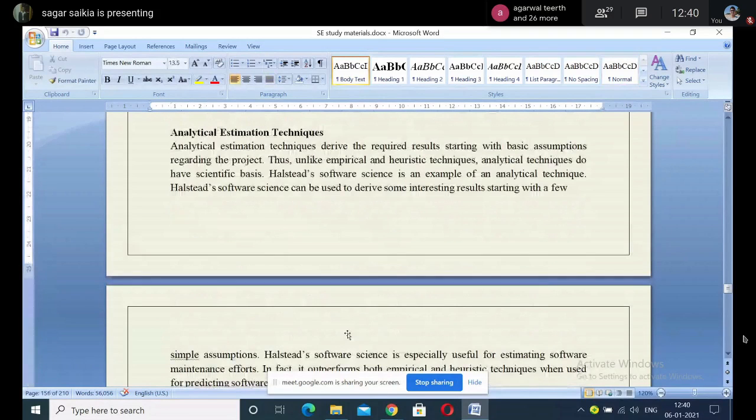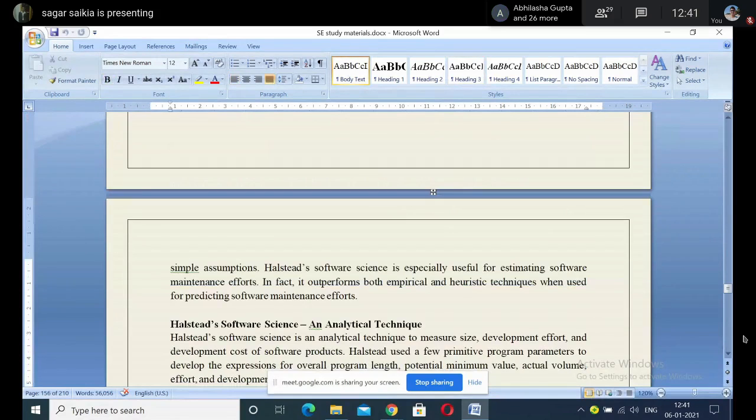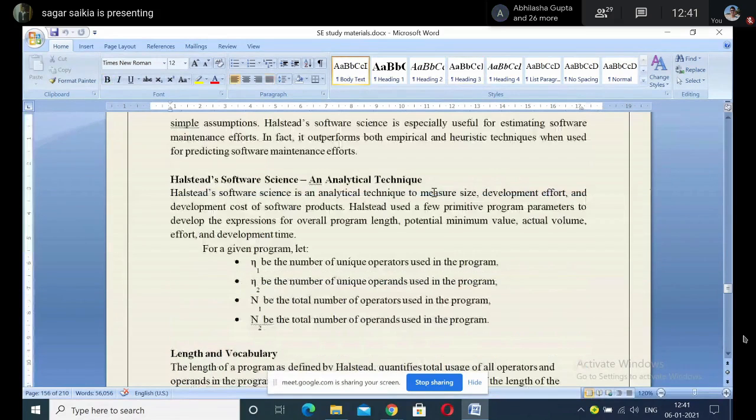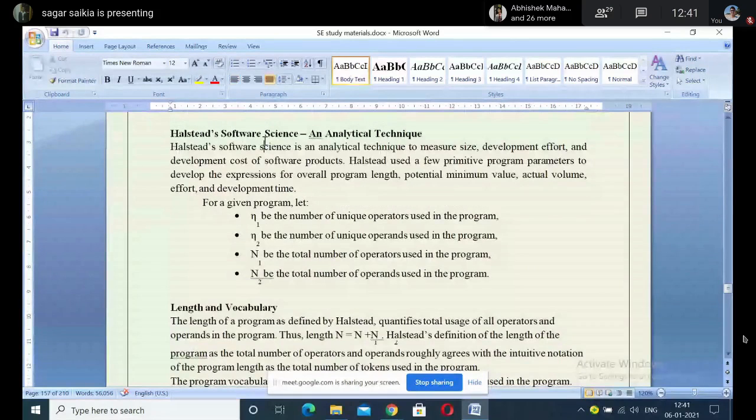Analytical estimation techniques, however, can be used to find results based on certain assumptions regarding the project. Unlike empirical and heuristic, analytical techniques have a very scientific approach. So how do they do that? Let us see. One of them is Halstead software science, an analytical technique. Halstead gives a method where one can find the size of the system to be developed, the effort required, and the cost required to make the system.